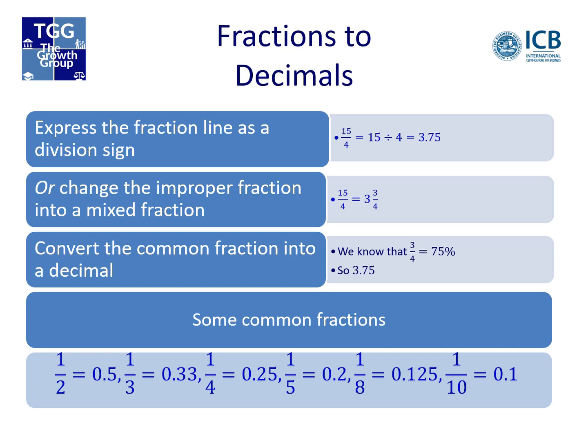And there at the bottom of that slide, I gave you some common fractions. A half, if we write it as a decimal, is 0.5. A third is 0.33 repetitive. A quarter is 0.25. A fifth is 0.2. An eighth is 0.125. And a tenth is simply 0.1.